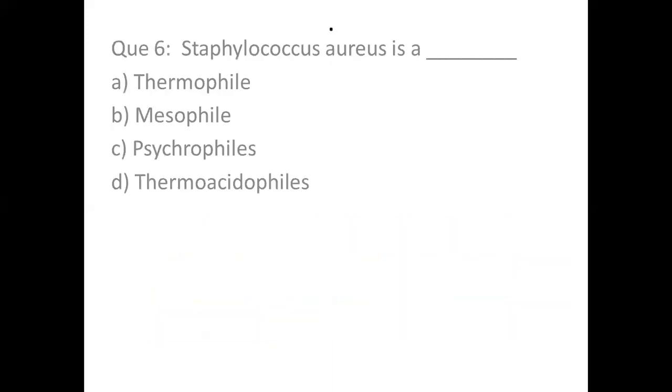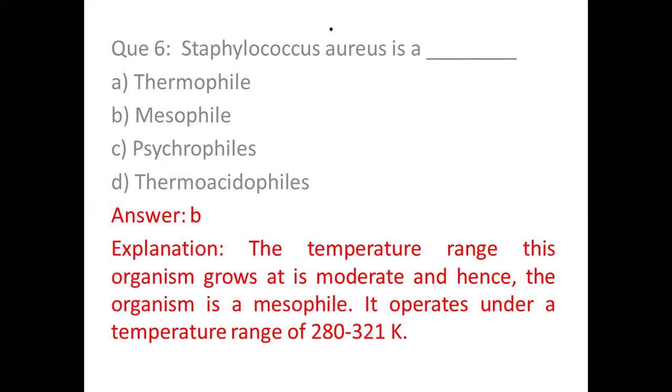So Staphylococcus aureus is a thermophile, mesophile, saccharophile, or thermoacidophile. So the correct answer to this is option B, mesophile. Staphylococcus aureus is a mesophile. And for mesophiles, they grow at a moderate temperature, and therefore their name is mesophile, and it operates under a temperature range of 28 to 32 degrees Celsius.